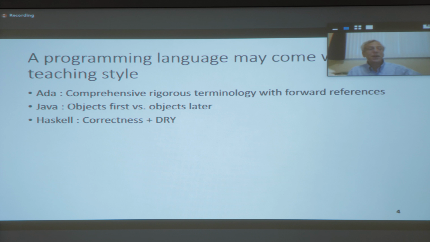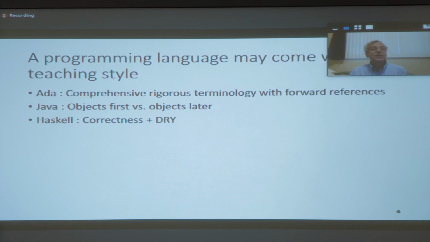My first point about learning and teaching is that each programming language comes with its own teaching style. I don't know if any of you are familiar with the Ada programming language. When that was introduced in the 80s, everybody who taught it had to use every bit of terminology that was part of the language. It was like a dictionary teaching Ada, and everybody who taught it did that.